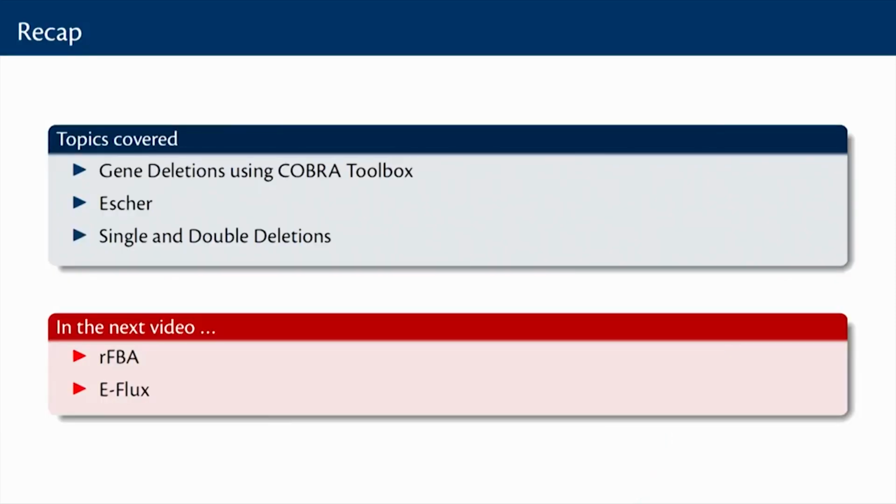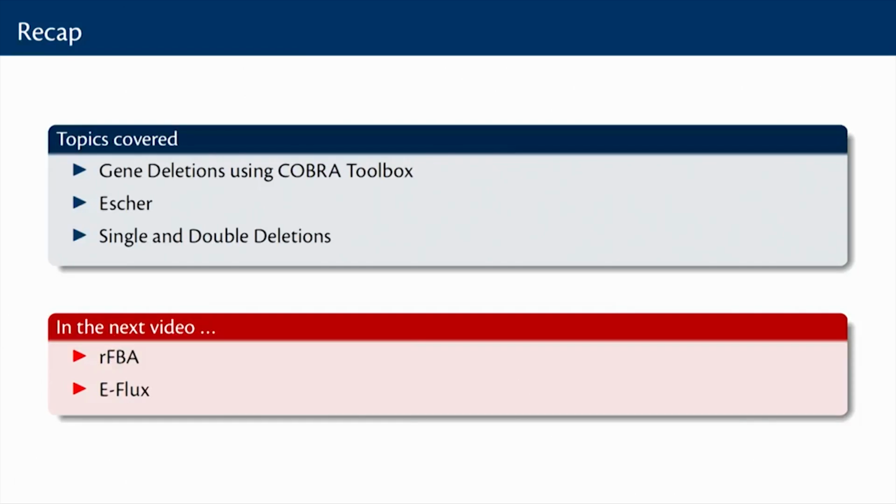So in today's lab, we had an overview of how we perform gene deletions using the Cobra toolbox. I also showed you this interesting tool called Escher, which gives you a visual picture of what happens when you delete genes, and you can also see when the organism stops growing and so on. And we also looked at single and double gene deletions.